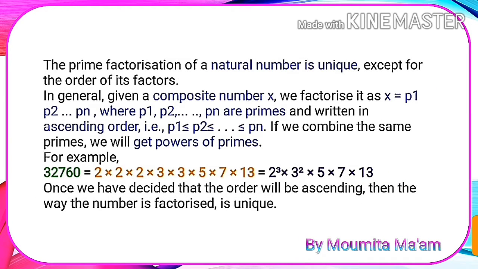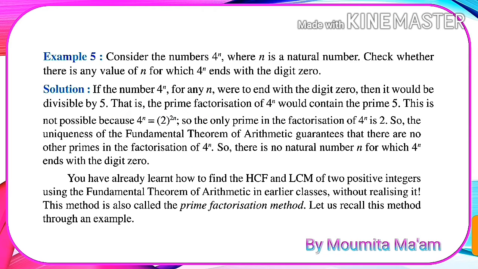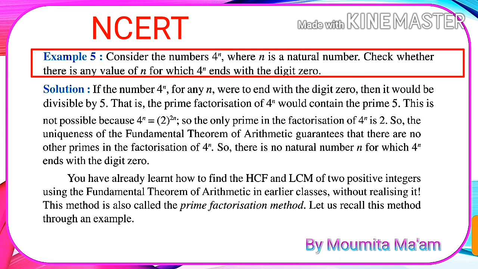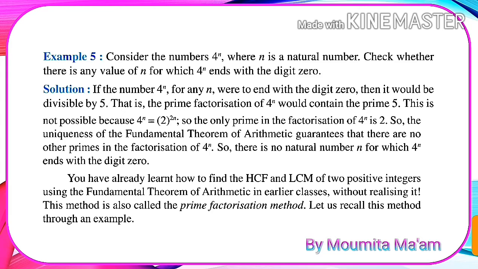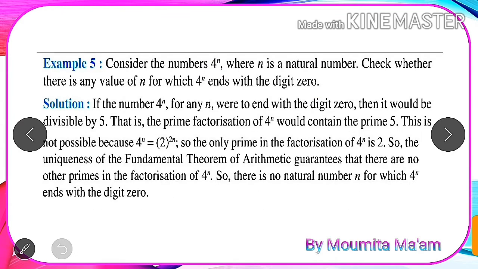Students, now it is clear to us that the prime factorization of a natural number is unique except for the order of its factors. Let's see some examples before starting with the exercise. Let's go through example number 5 from your NCERT mathematics book. Consider the number 4 to the power n where n is a natural number. Check whether there is any value of n for which 4 to the power n ends with the digit 0. So we need to check whether there are any possible values of n, a natural number, such that 4 to the power n ends with the digit 0.